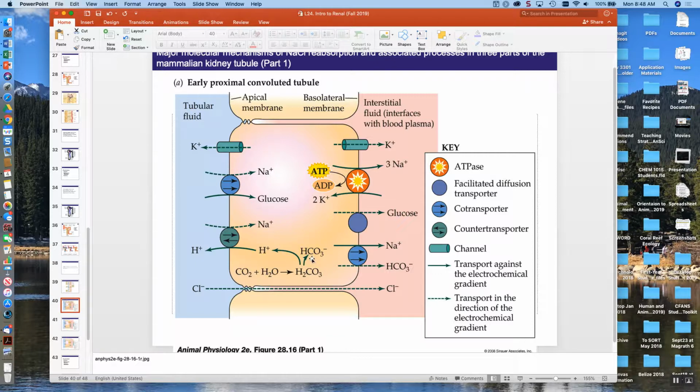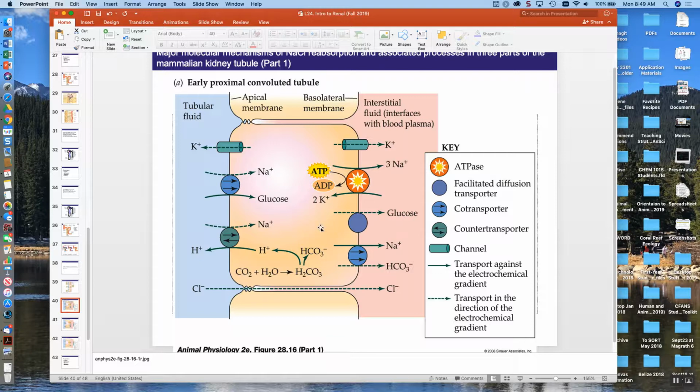85% of bicarbonate and 70% of sodium and potassium. So this is all about reabsorption. Glucose is brought into the cell and then it's removed from the cell on the basolateral side using this facilitated diffusion transporter. So glucose is just going down its concentration gradient and then brought back into the blood. We're recovering our glucose and all of our amino acids. So that's how glucose is reabsorbed.